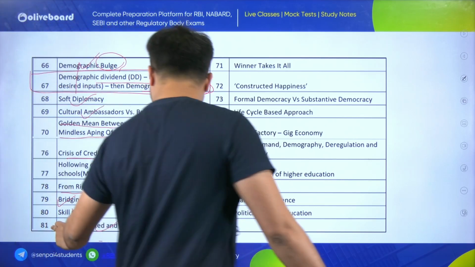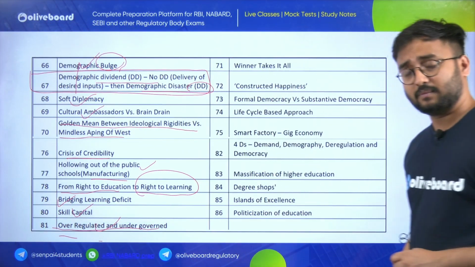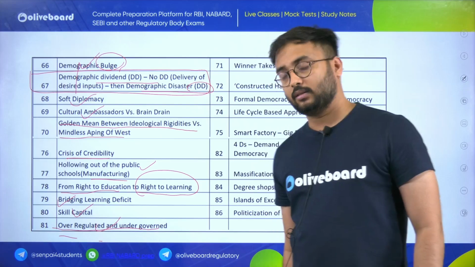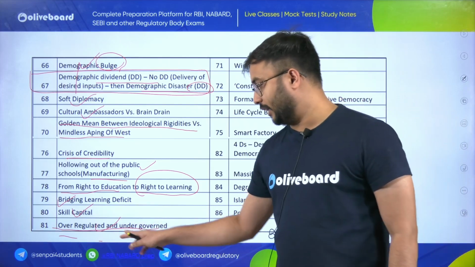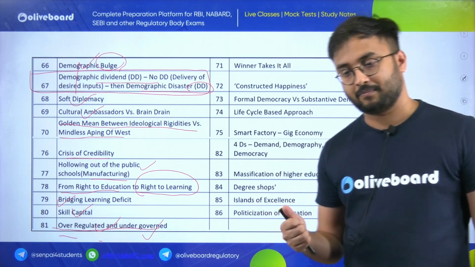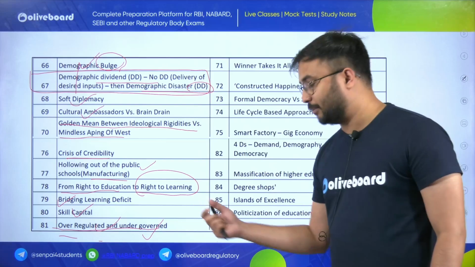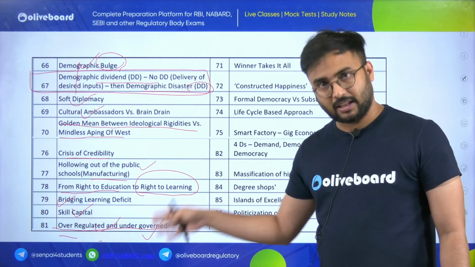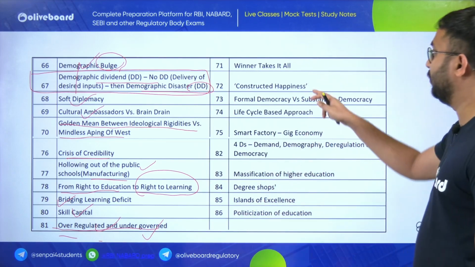Very beautiful line. Over-regulated, under-governed. Which is the sector? Over-regulated but under-governed. Anybody? Yes? Manufacturing, MSME. You can talk about this. Regulation is too much in MSME and all, but is governance there? No. You can talk a very beautiful line.